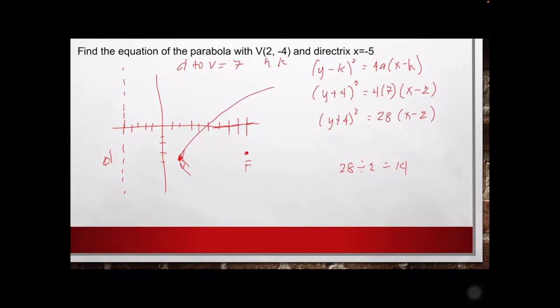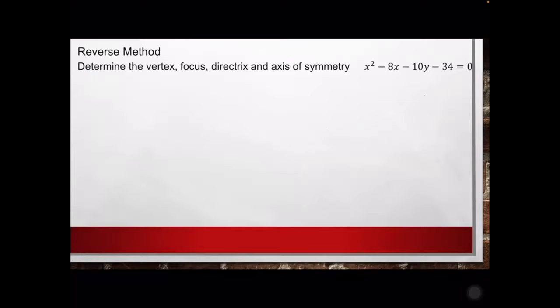Okay, our parabola. So, let's have this given. We have here x squared minus 8x minus 10y minus 34 is equal to 0. In this part, kailangan natin siyang i-reverse into the simplest form to determine the given. So, magkakaroon tayo dito ng x squared minus 8x minus 10y minus 34 is equal to 0.